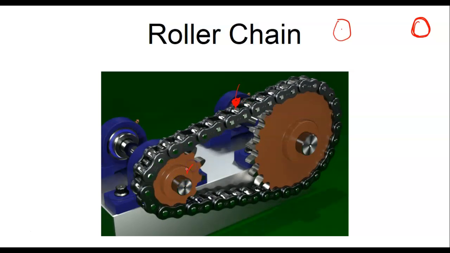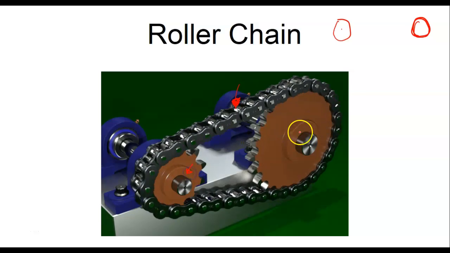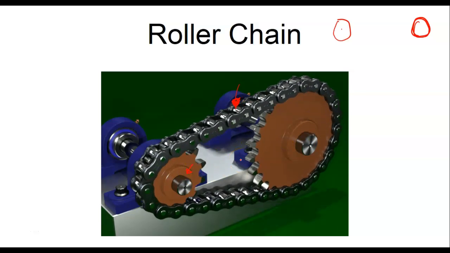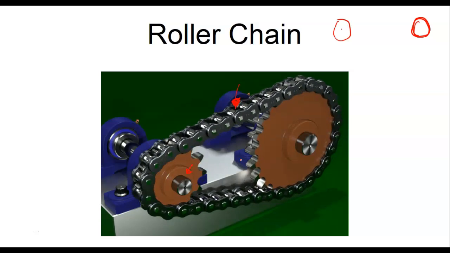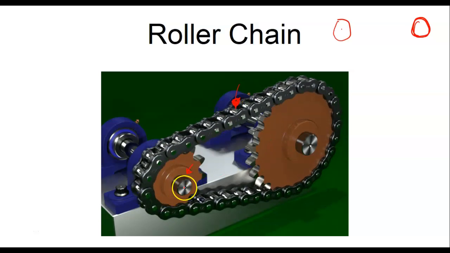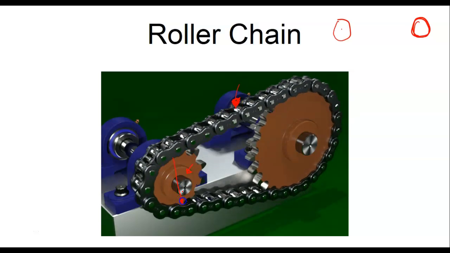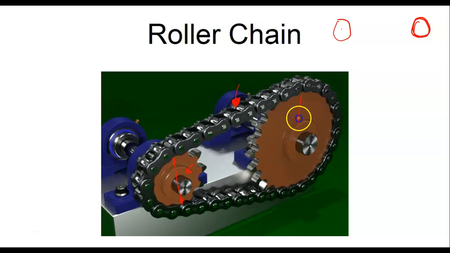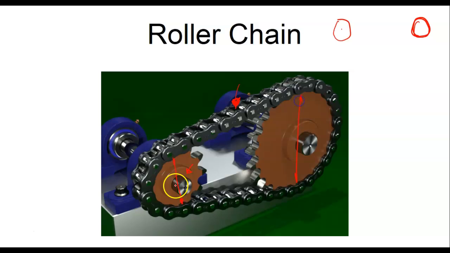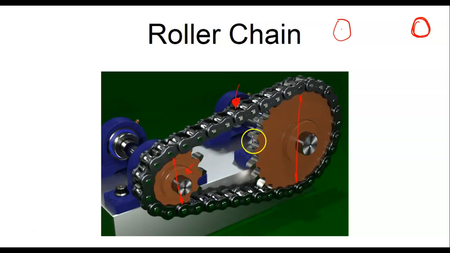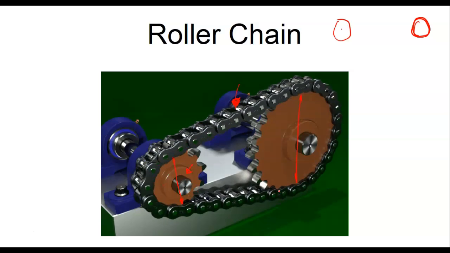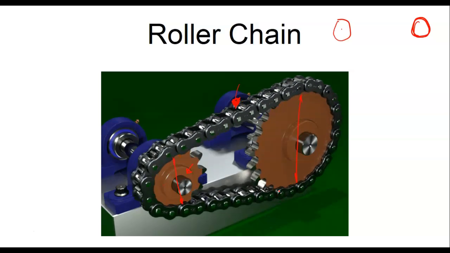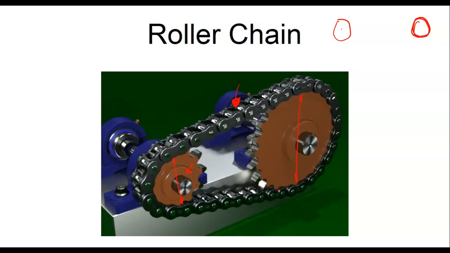So if this is my driven and this is my driver, and we don't call these gears, by the way, we call them sprockets on chains. But the ratios are exactly the same. So if I was to measure this one and measure this one, well, if this is the driver and this is the driven, then this is going to be what we call a torque multiplier. And anybody that's driven a multiple speed bicycle understands that.